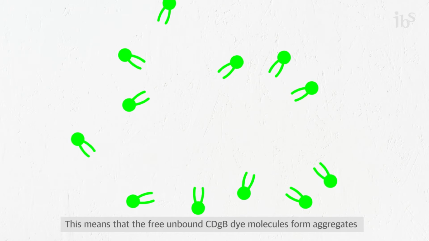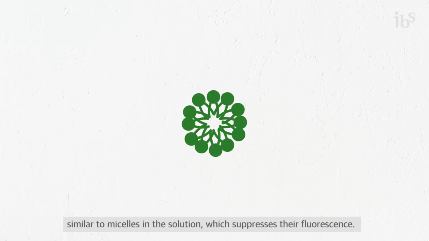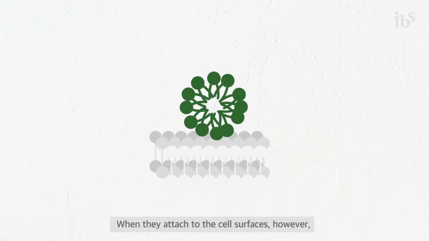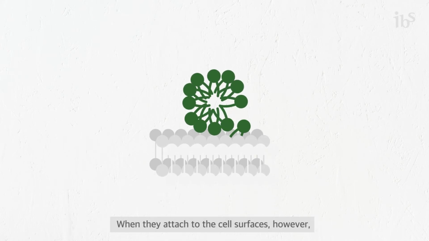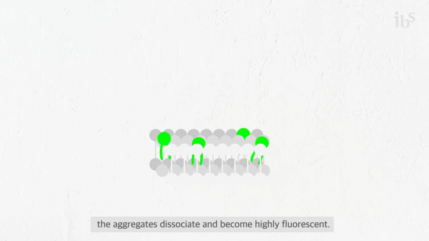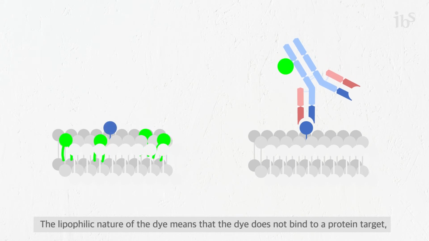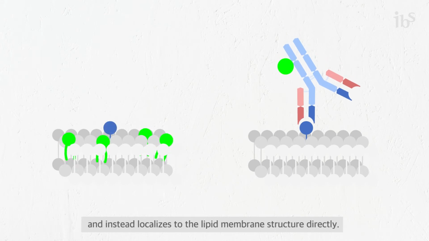This means that the free unbound CDGB dye molecules form aggregates similar to micelles in the solution, which suppresses their fluorescence. When they attach to the cell surfaces, however, the aggregates dissociate and become highly fluorescent. The lipophilic nature of the dye means that the dye does not bind to a protein target, and instead localizes to the lipid membrane structure directly.